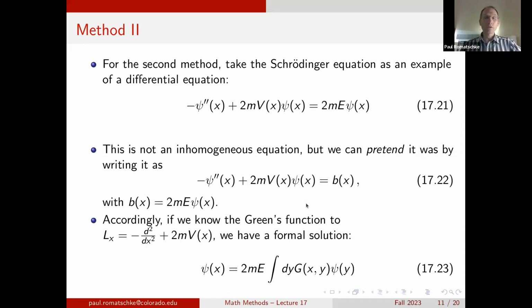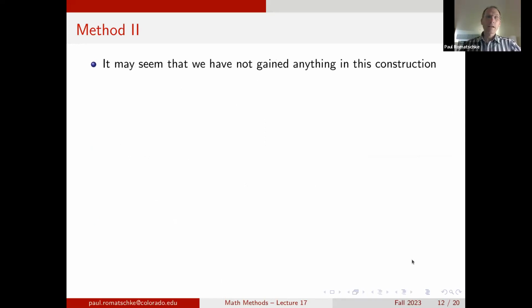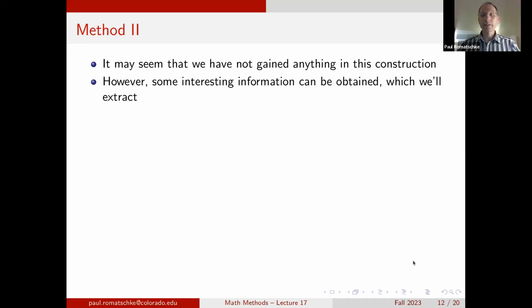And using our construction for the Green's function, we can write down a formal solution to this equation as psi of x is equal to 2mE integral over the Green's function and psi of y. So it's an implicit solution for the wave function psi of x. It may seem that we have not gained very much in this construction because psi appears both on the left-hand and right-hand side of this equation. But it turns out that this form is useful and it contains information that is difficult to extract otherwise.